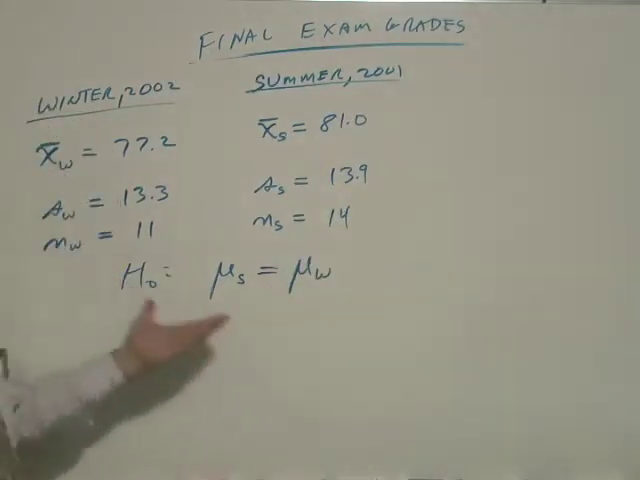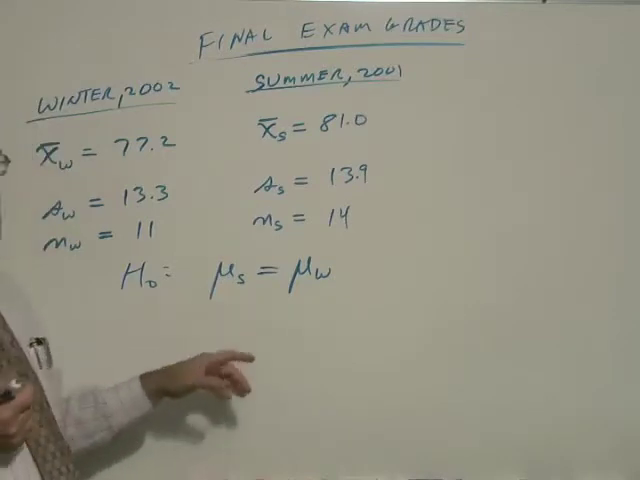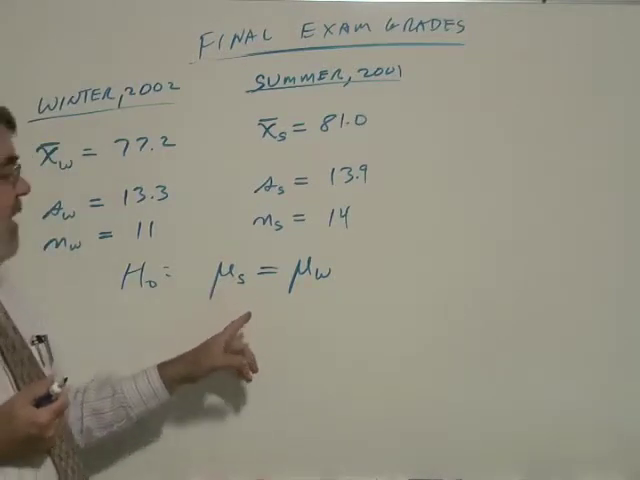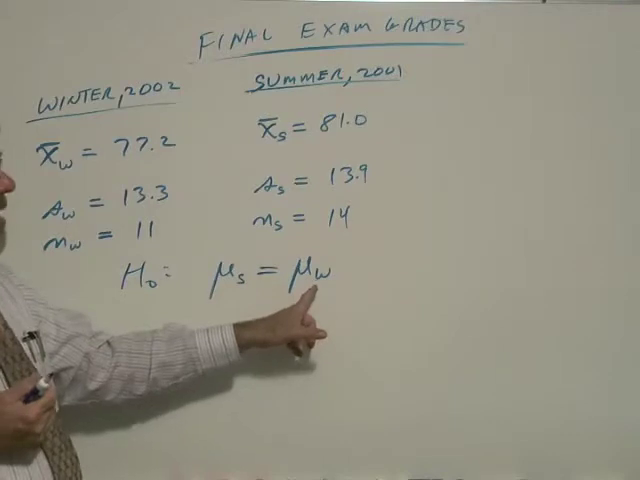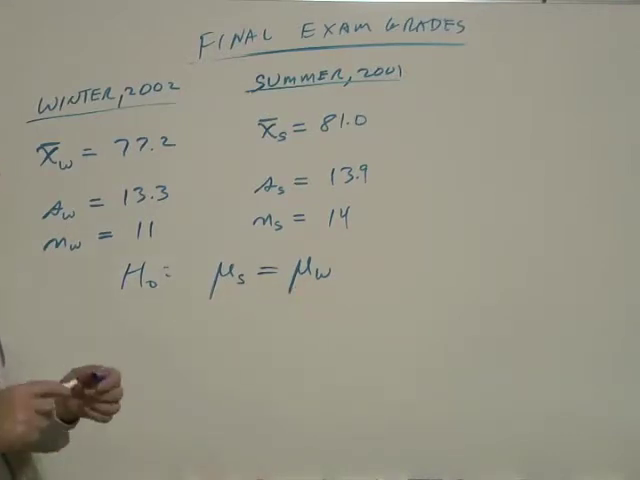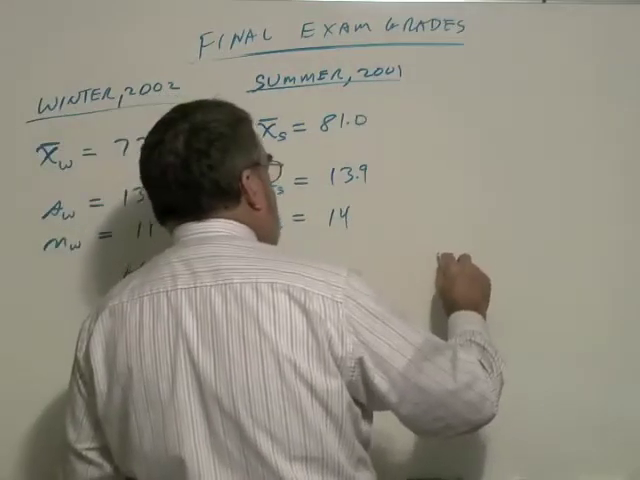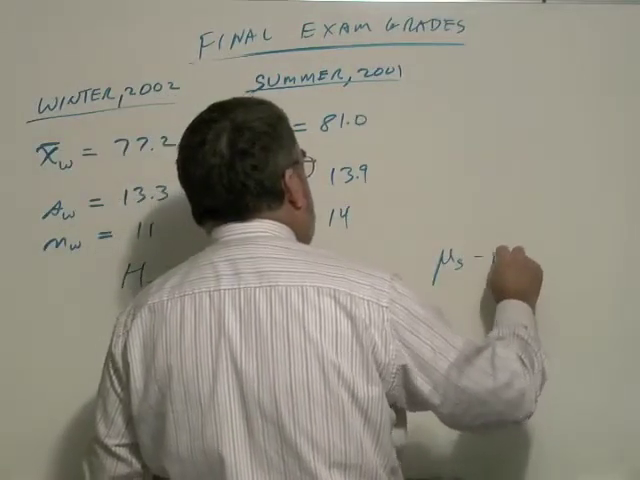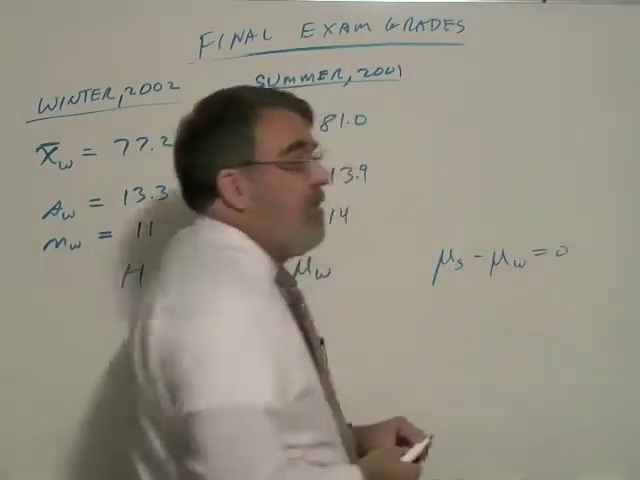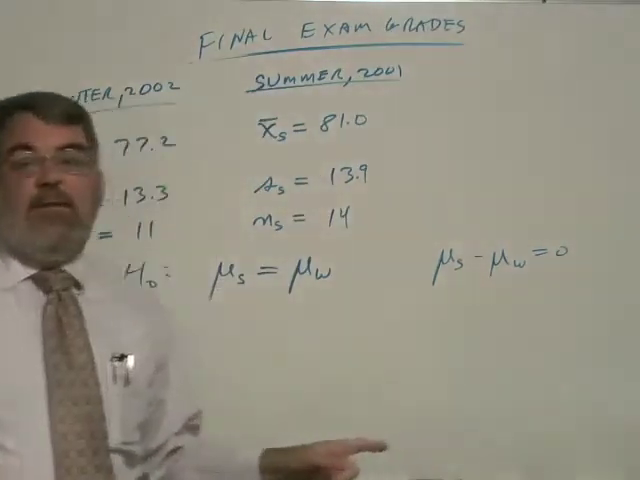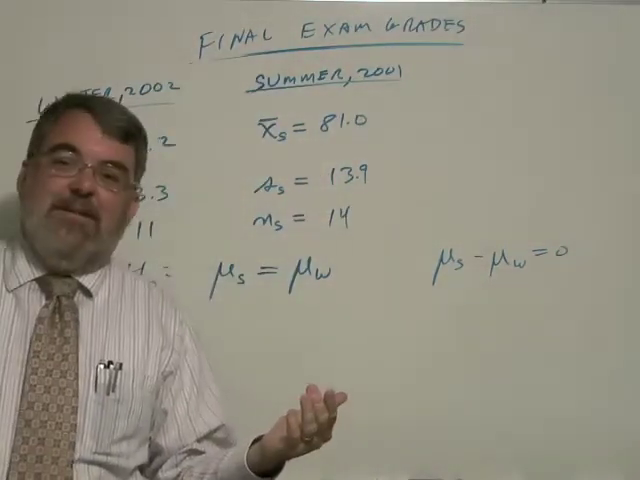So I wrote it symbolically as the null hypothesis is mu subscript S, for summer, is the same as the mean for the winters, mu W. We could also say, alternatively, that mu S minus mu W is 0. In other words, the difference between the two population means would be 0.